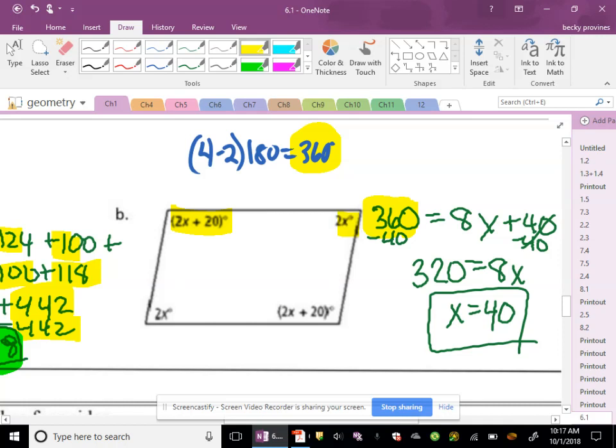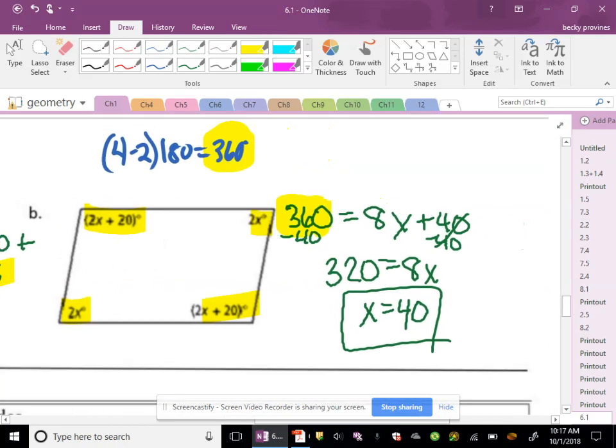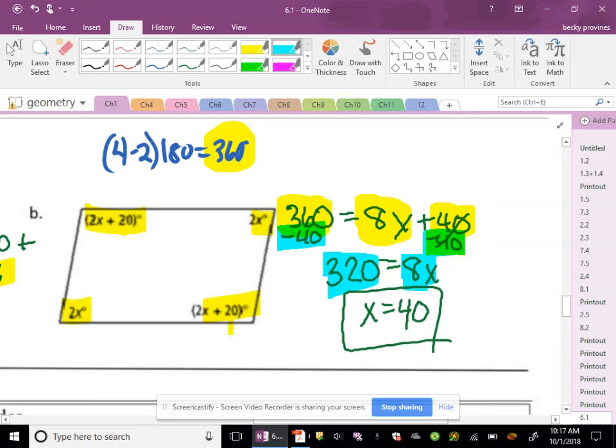Now let's take these four angles and add them together. So 2x, 2x, 2x, and 2x is 8x. And then I have a 20 and a 20, which is 40. So let's solve, which means subtract 40 from each side. And I get 320 and bring down the 8x. And when I divide by 8, I get 40.